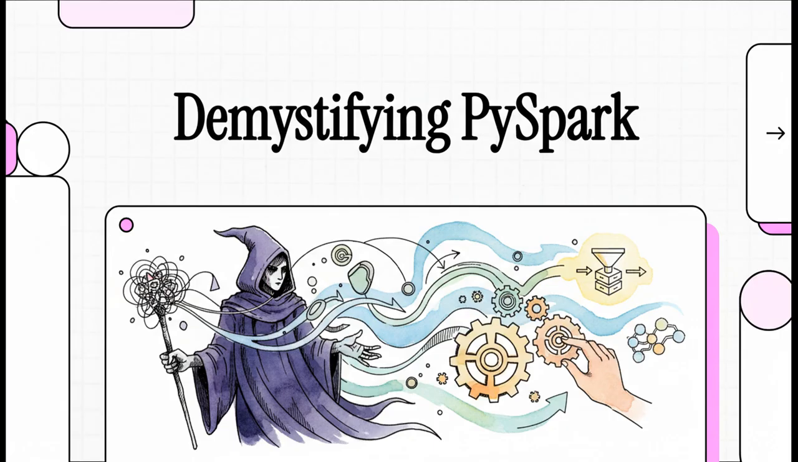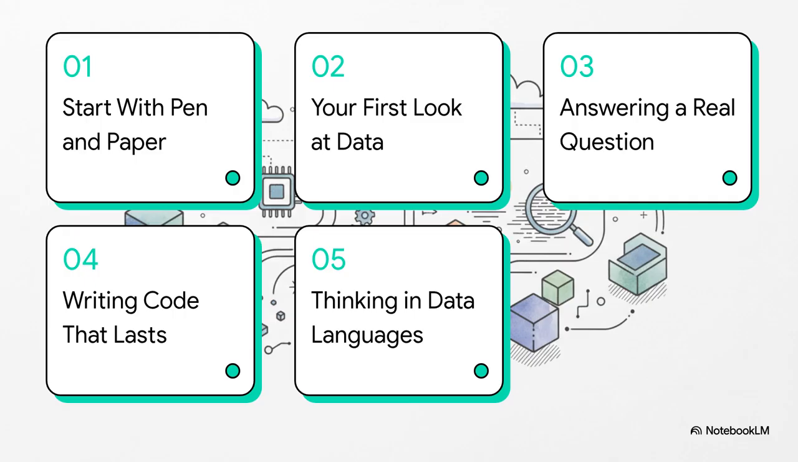Let's jump in. So here's our game plan. We're going to start with a tool you might not expect, good old pen and paper. From there, we'll get our hands dirty and take a first look at some data, then use it to answer a real question. After that, we'll talk about writing code that actually lasts. And finally, we'll zoom out to see the bigger picture of what it means to think in data.